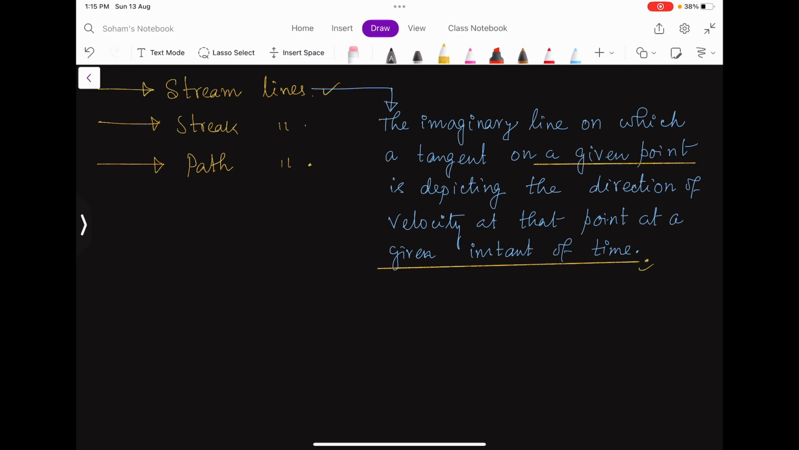So it is not talking about a particle. That means it is talking about a space, or a domain of observation. So this is nothing but the concept of the Eulerian description. So a streamline is an Eulerian description.